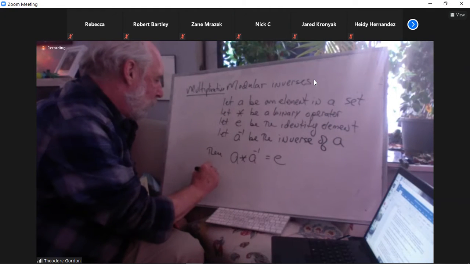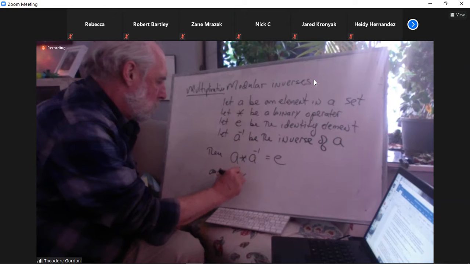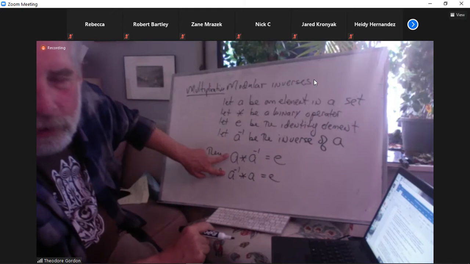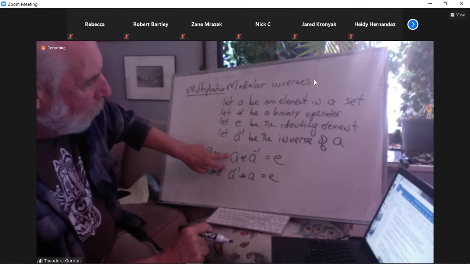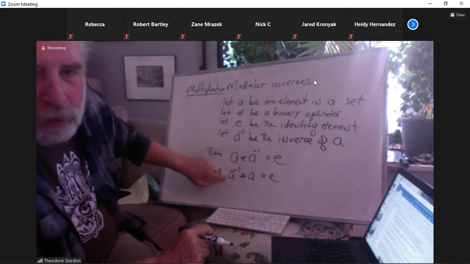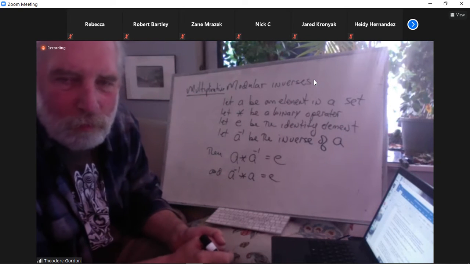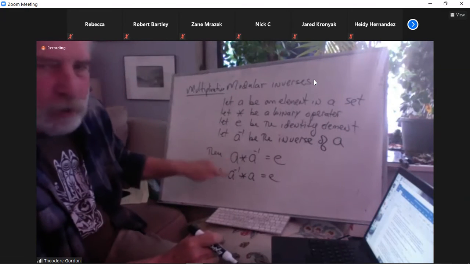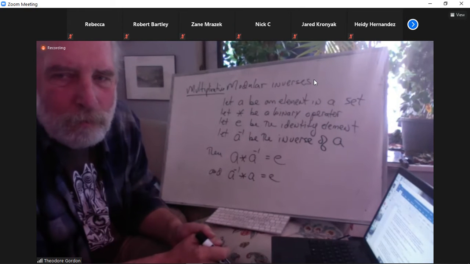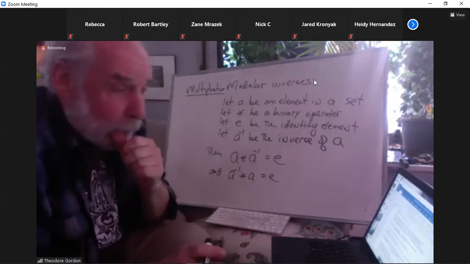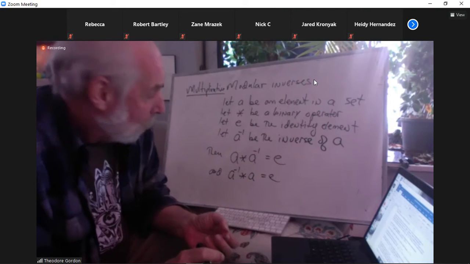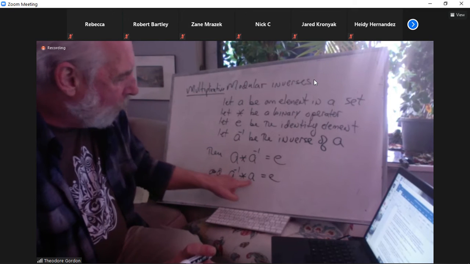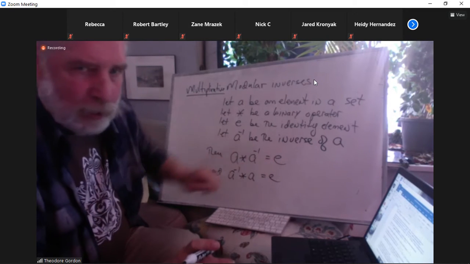Also, so what's the difference between these two? The very subtle difference. From here to here, what property did I just use? Commutative? Yeah, that's the commutative property. We take that for granted. So this says multiply on the right or multiply on the left, you still get back to the identity element.